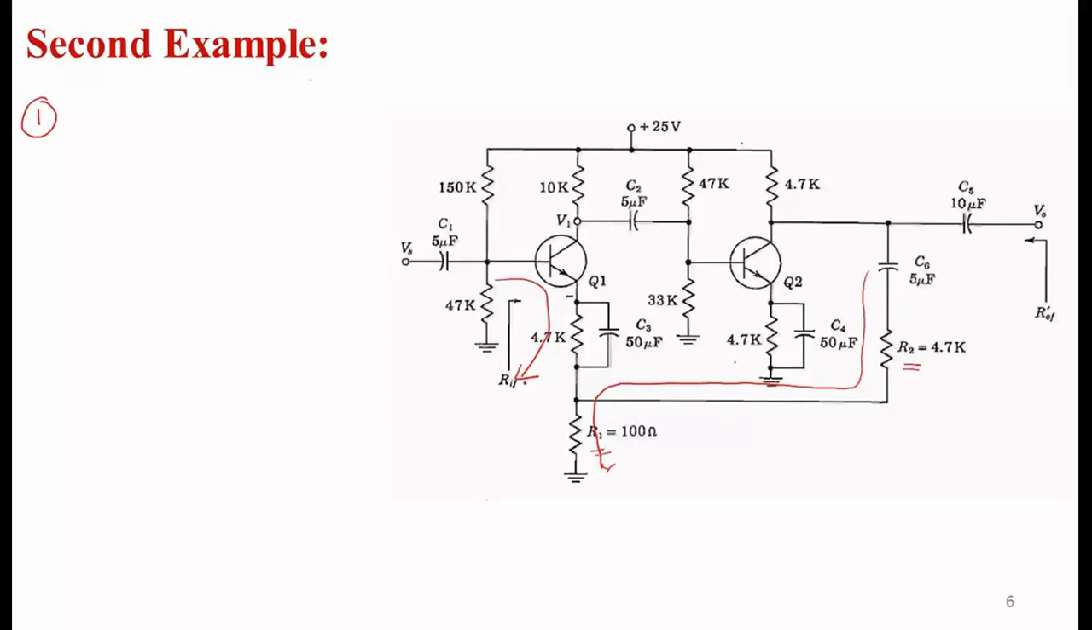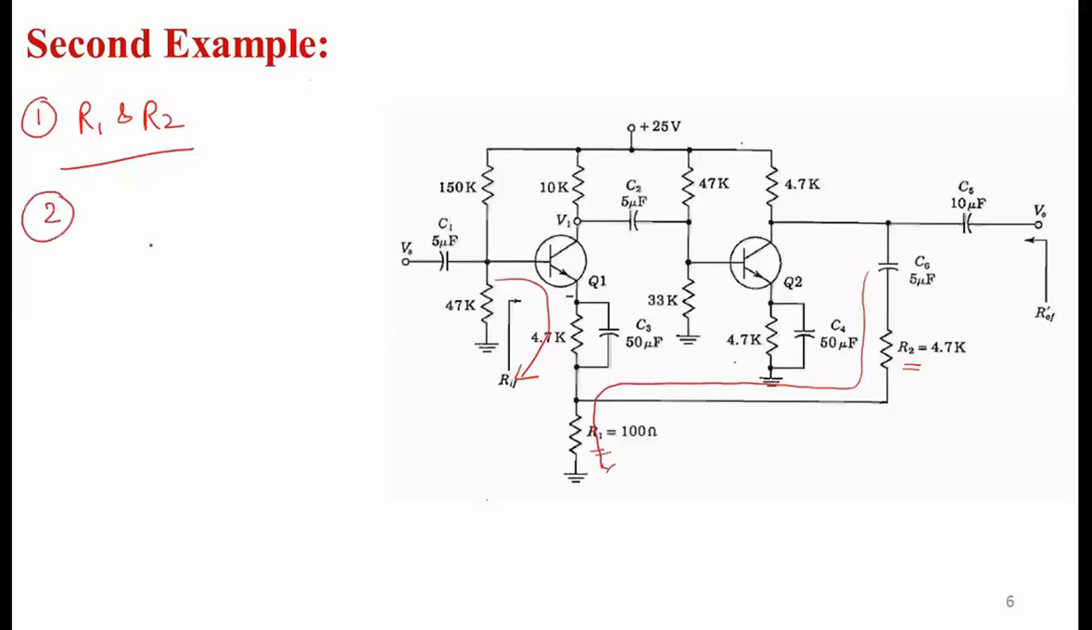Here we can see this is the input circuit, and in the input circuit the signal from the output is coming from R1 and R2. So we can say that R1 and R2 are the feedback components.